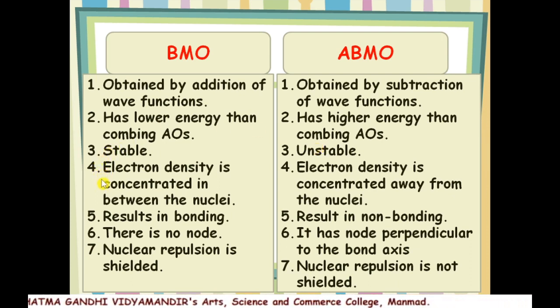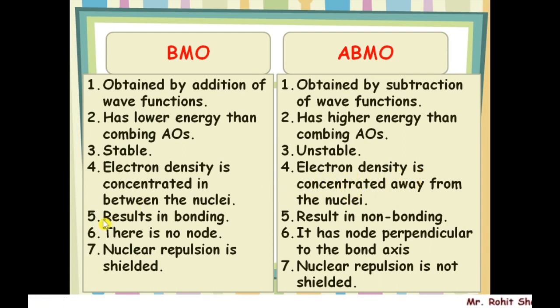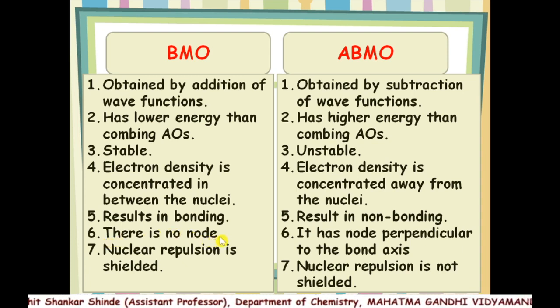Electron density is concentrated in between the nuclei in case of BMO, while in antibonding molecular orbital, electron density is concentrated away from the nuclei. BMO results in bonding, ABMO results in non-bonding. There is no node in case of BMO. ABMO has a node perpendicular to the bond axis. In BMO, nuclear repulsion is shielded. In ABMO, nuclear repulsion is not shielded.